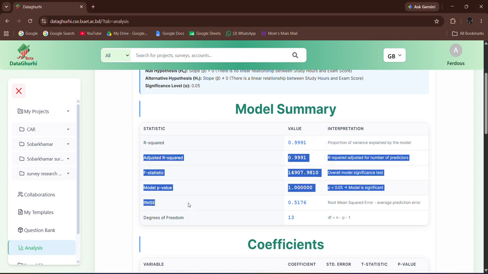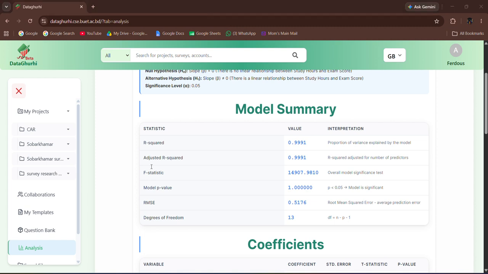Here are others. Adjusted R squared is similar to R squared, but also considers the number of predictor variables in the model. It helps prevent overestimating model performance when additional predictors are included. F-statistic tests whether the regression model as a whole provides a better fit than a model with no predictor variables.